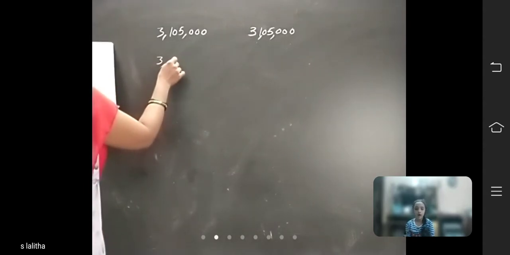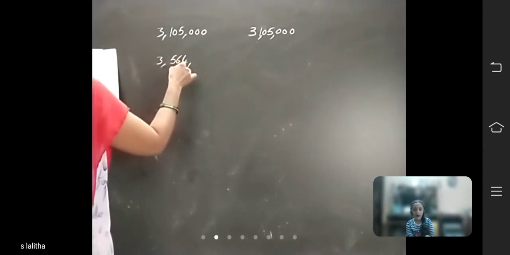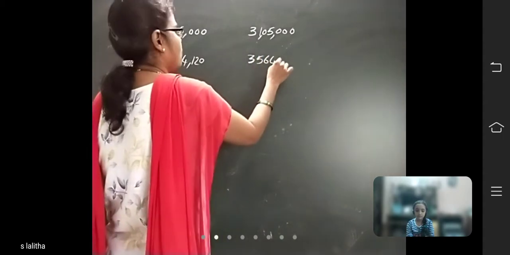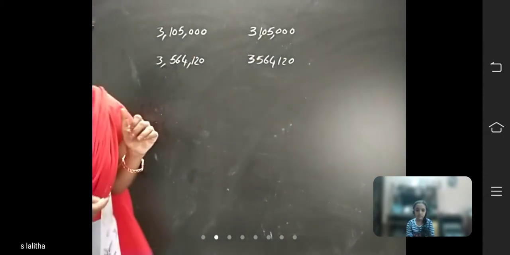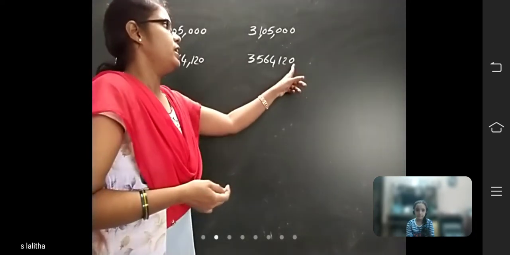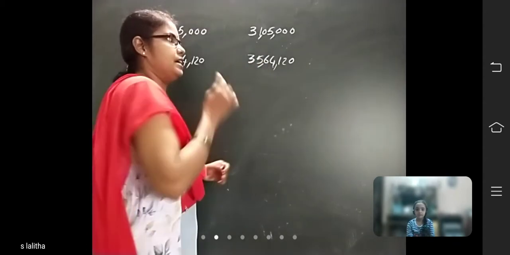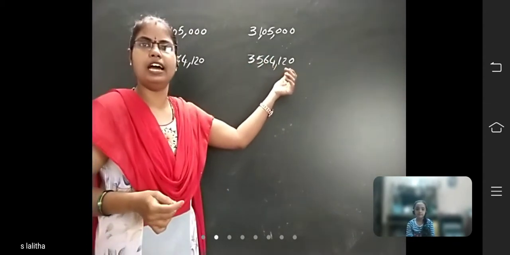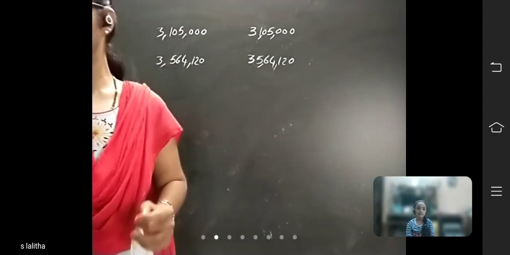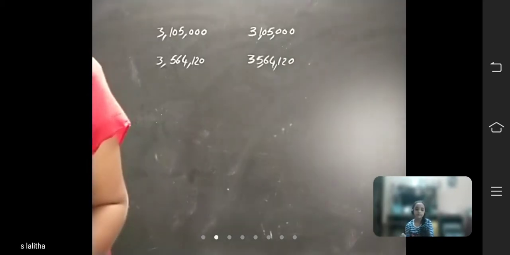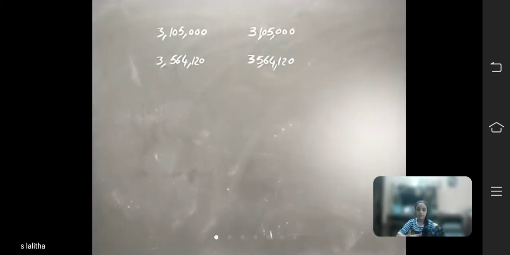Second number, see. 3,564,120. Now convert into the Indian system. 3564120. Now keep the commas in the Indian system. Ones, tens, hundreds, thousands, 10,000, lakhs, 10 lakhs, 35 lakhs, 64,120. Can you do it like that, children? The remaining three numbers you can do as homework. Did you understand how to convert? Come on, write.